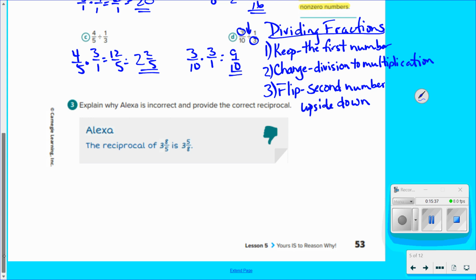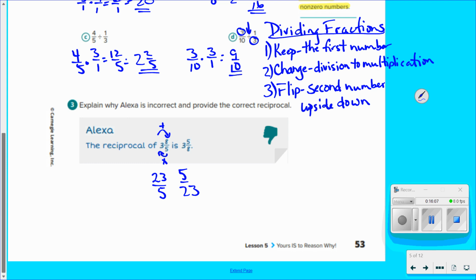So for those of you that still don't understand slam dunk, all I'm doing, multiply the denominator by the whole number, add the numerator. So 5 times 3 gives me 15 plus 8 gives me 23/5. So what would the reciprocal be? 5 over 23. Guys, it's literally that easy to do reciprocals. All you have to do is flip it.